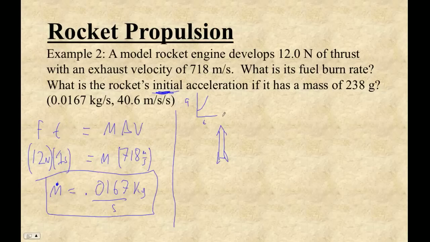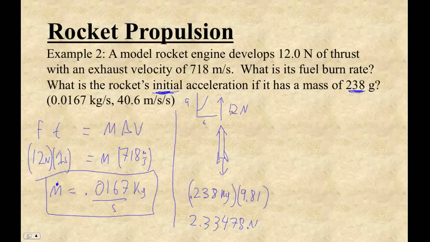Okay, so let's do this one. There's a force upward, that's going to be 12 newtons. The force down is going to be the force of gravity, and that's going to be mg. So 0.238 kilograms times 9.81. That's 2.33478 newtons. Right now we're all set.